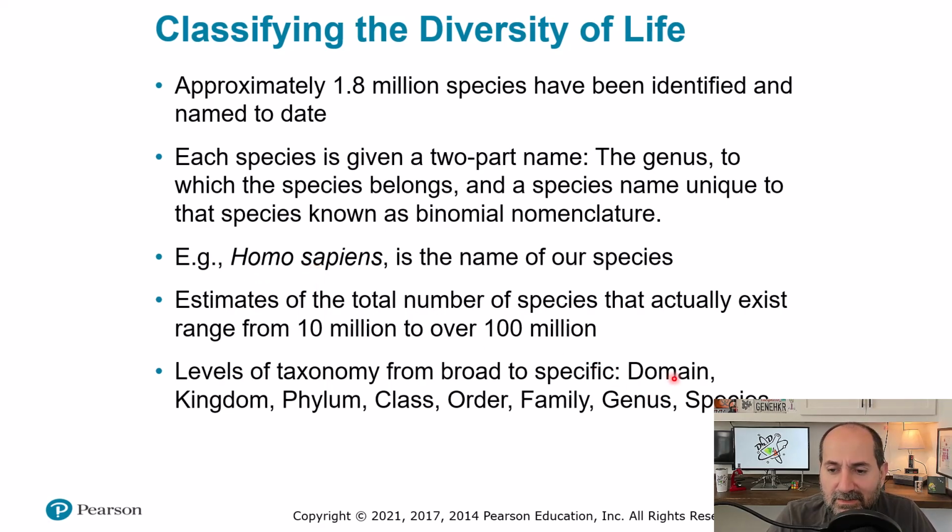And then look at the bottom. Remember the taxonomical hierarchy? We looked at domain, kingdom, phylum, class, order, family, genus, species. So please know that in order. Know the taxonomical hierarchy from broad, which would be domain. And remember, there's only three domains of life, all the way down to species, which is the most specific, right? Those are members of a population that can interbreed and have fertile offspring. So know it in order.